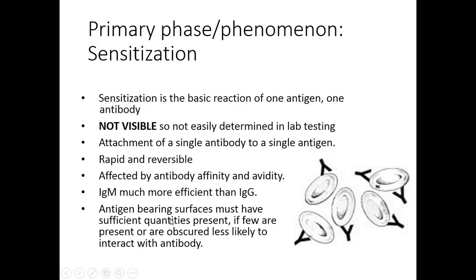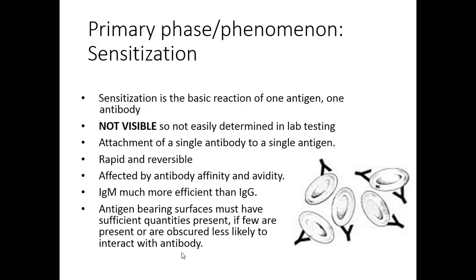And as I said, you have to have enough epitopes on the antigen. If there are not as many antigen determinants, or maybe they're not easily accessible on the surface of the pathogen, then it's much less likely to interact with the antibody. So there are structural components to antigens that influence this as well. But really just remember, sensitization is one antigen, one antibody, and remember especially that it's not visible and it's reversible.